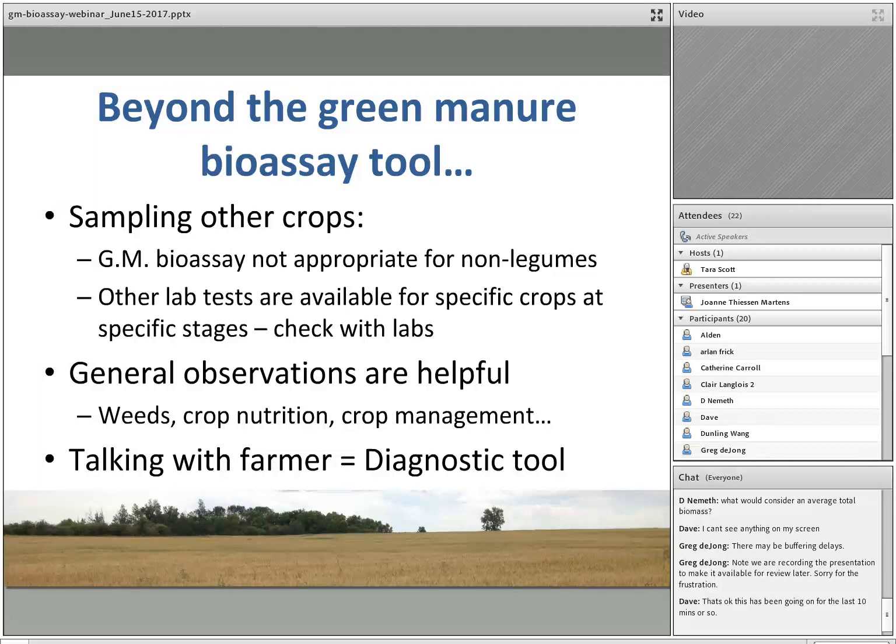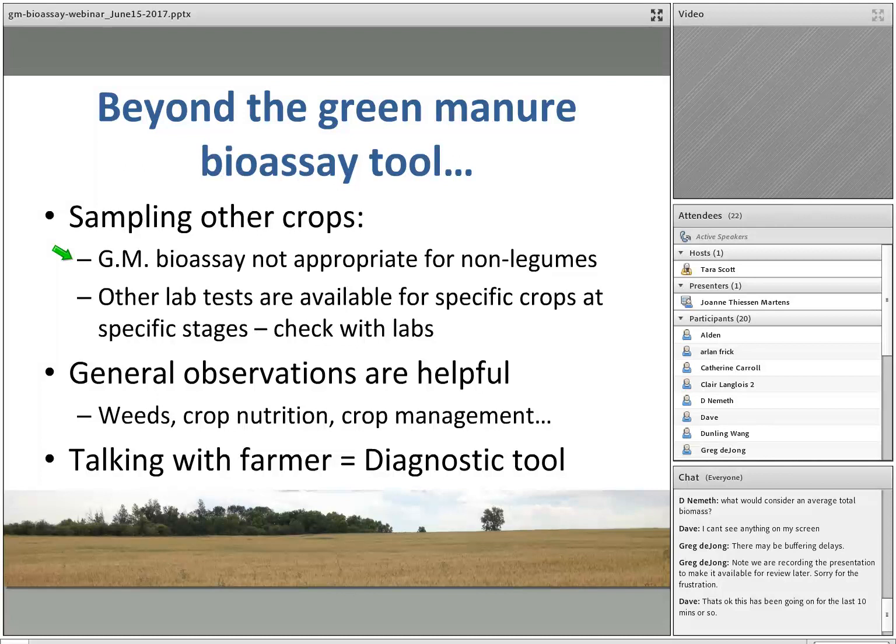So I wanted to talk a little bit about going beyond this tool and the types of things that you might want to be thinking about as you're visiting these farms, collecting data, making some observations. As I said earlier, this tool is not appropriate for sampling in other crops. This test is designed just to be used on legume-containing crops.